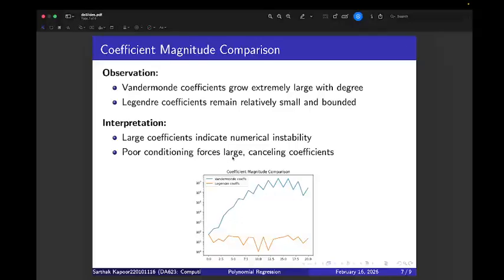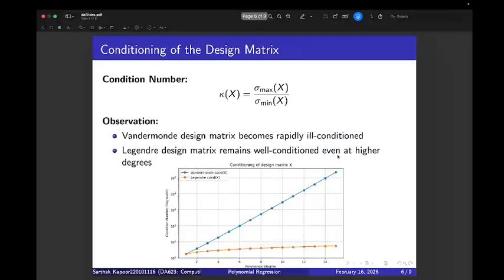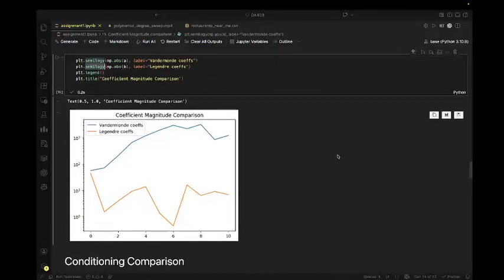We'll talk about the conditioning later. That's also because of the poor conditioning: we have to have larger coefficients so that they can cancel out each other to represent, let's say, sharper turns or discontinuities, as mentioned in the class also. Now we will talk about the conditioning of the design matrix.